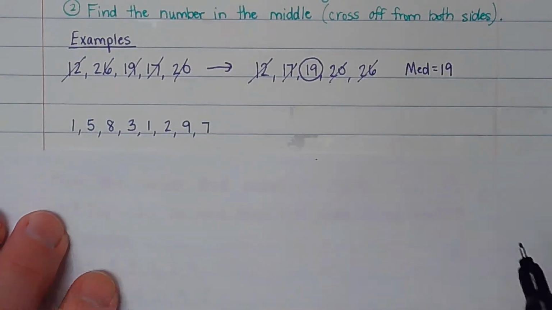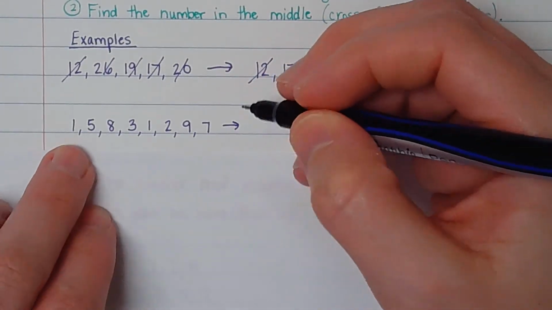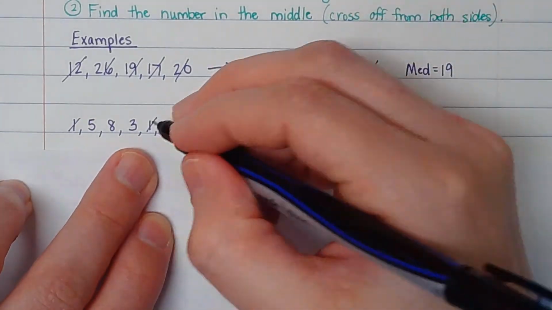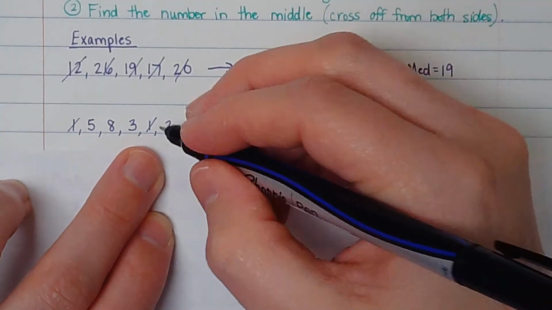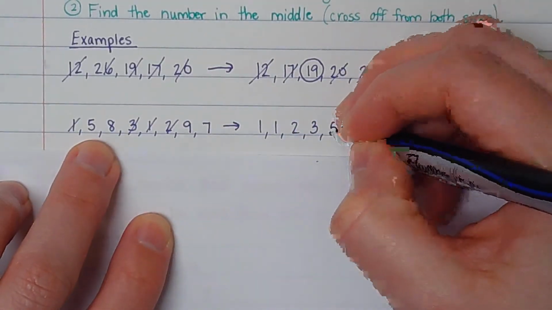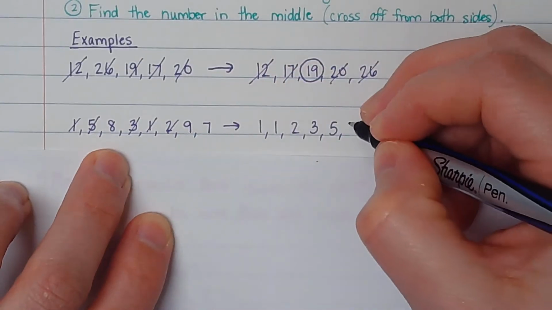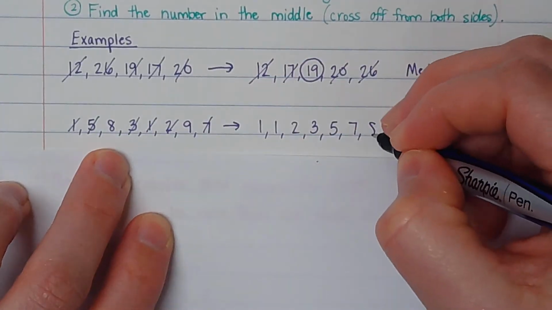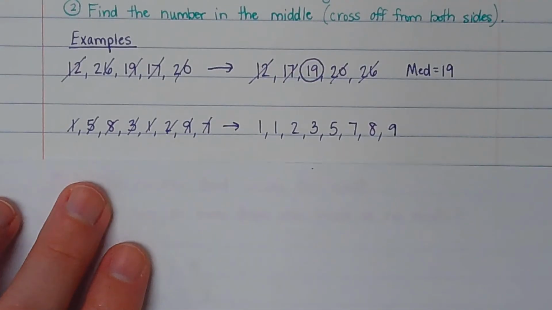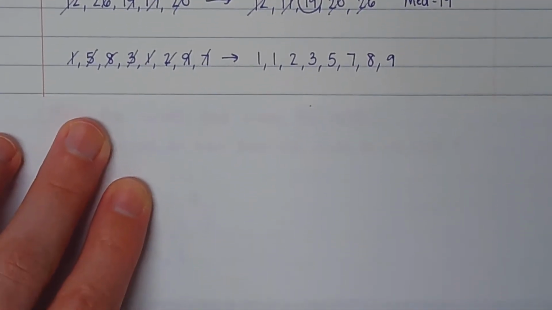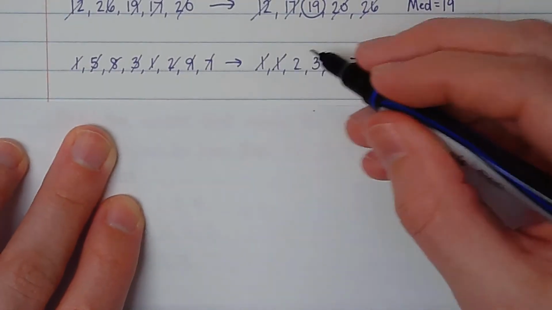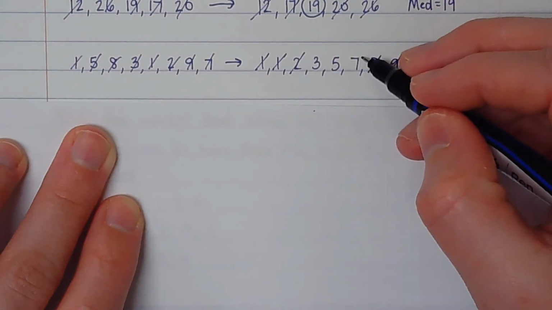All right, let's try another example. First thing we have to do is put them in order. So I got a 1, got another 1, 2, 3, 5, 7, 8, and 9. All right, so I put them in order. Now I need to find the number in the middle. So you start left, right, left, right, left, right.